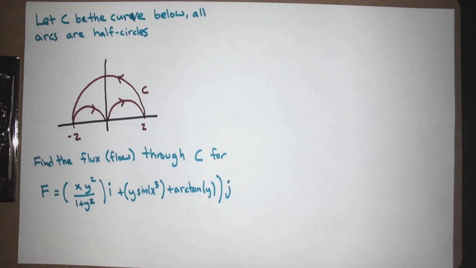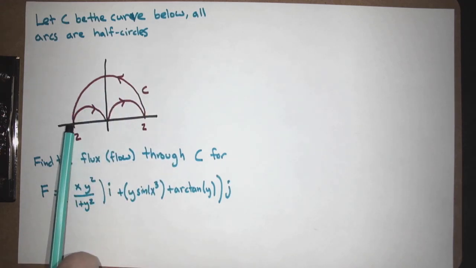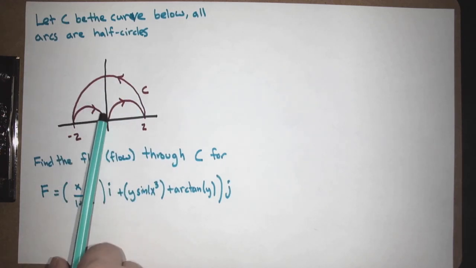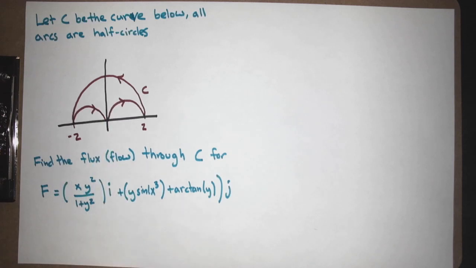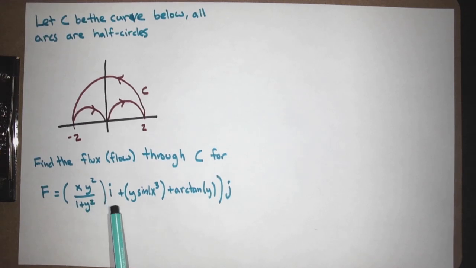Let C be the curve below. All arcs are half circles. So we have a half circle going on the top, and then we jump along two half circles back. The question: find the flux, or equivalently the flow, through C for the following. F is equal to xy squared over 1 plus y squared i plus y sine x cubed plus arctangent y j.